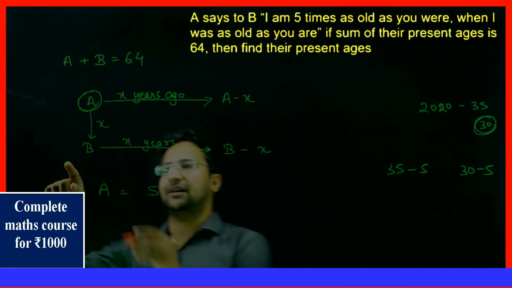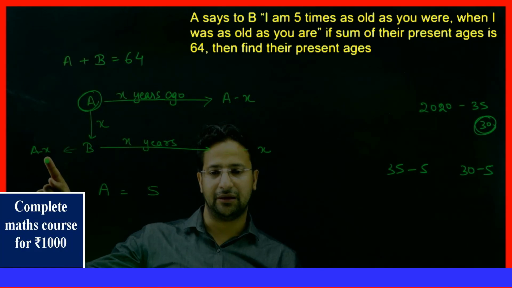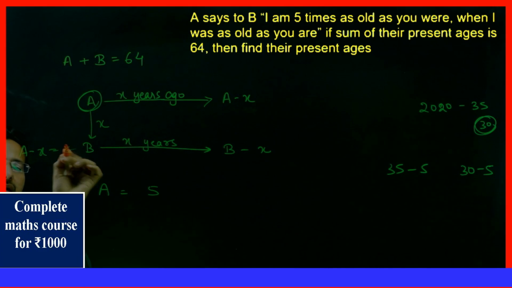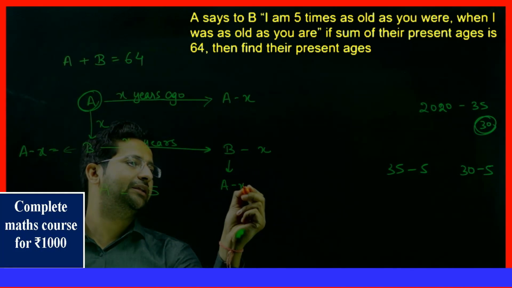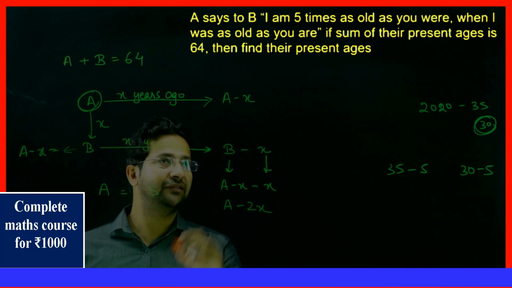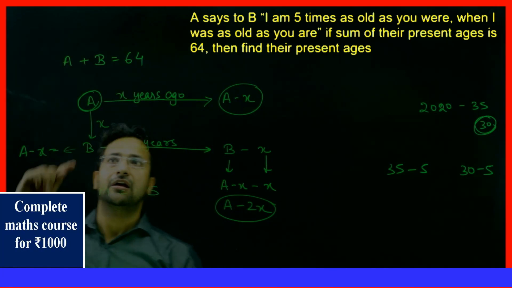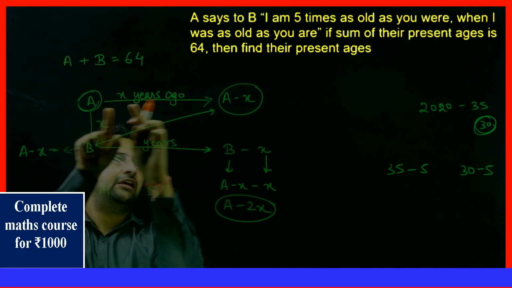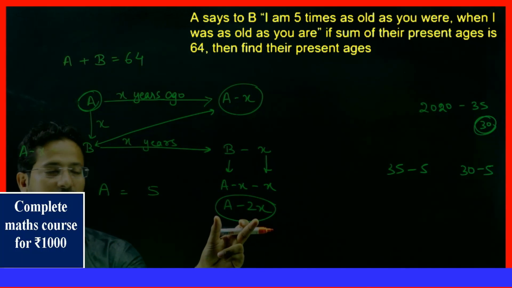This B is actually A minus X. So in place of this B, I write A minus X, then this minus X. So at this point of time, when A's age was A minus X, then B's age was A minus 2X. When A was as old as B, then B's age was A minus 2X.